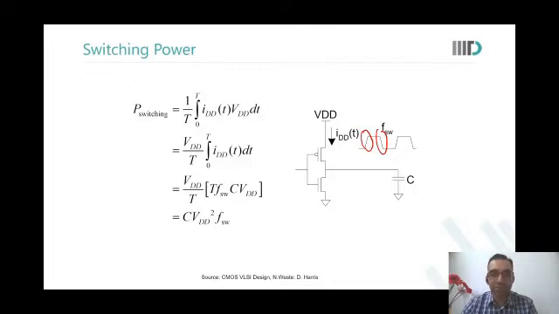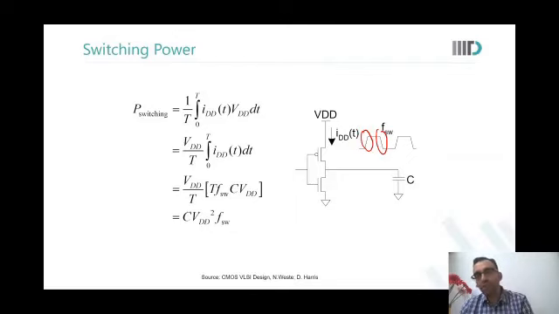So in a single clock, where we are going from 0 to 1, we have to take into account the whole current waveform and integrate it by multiplying with the voltage. Yes.